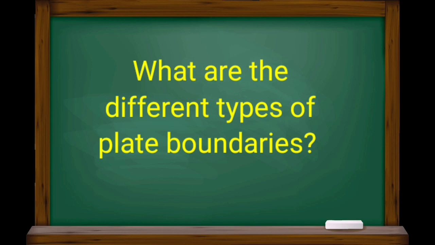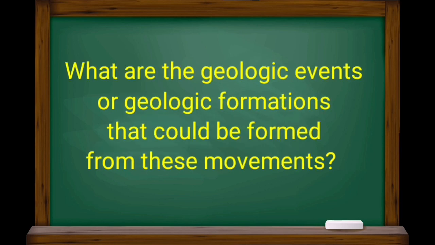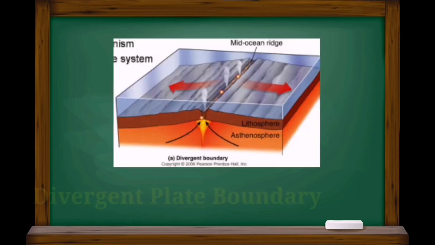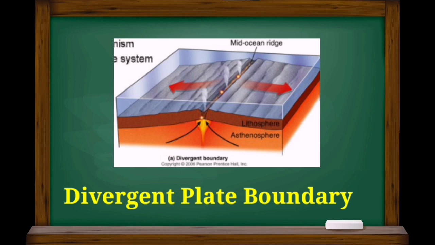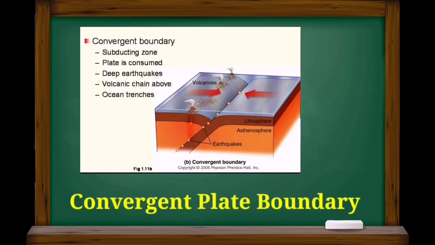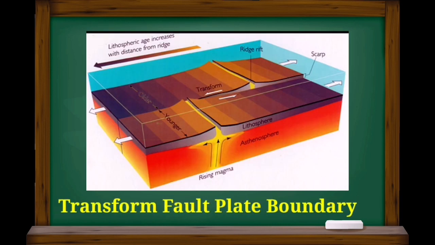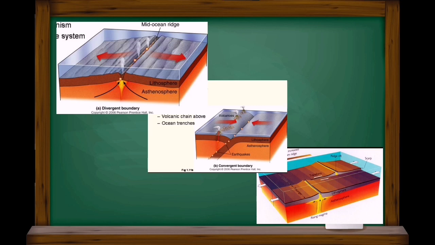What are the different types of plate boundaries? What are the geologic events or geologic formations that could be formed from these movements? These are the 3 types of plate boundaries, and these types are characterized by the movement they exhibit. These are the divergent plate boundary, the convergent plate boundary, and the transform fault plate boundary. Let us differentiate these types of plate boundaries.